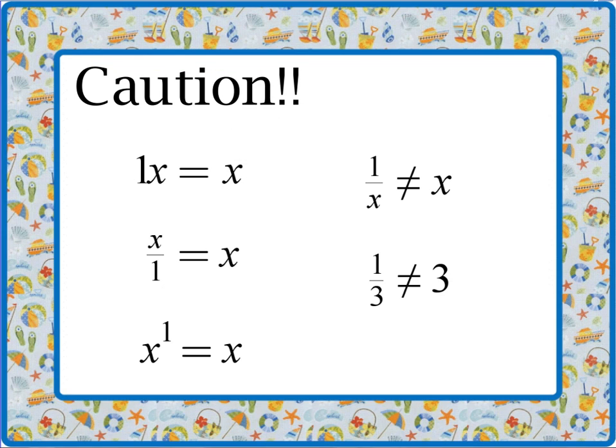Just a bit of caution, like I said before. 1x, make sure you simplify that to x. X over 1 simplifies to x, and x to the first power simplifies to x. Make sure that everything is good and simplified. But 1 over x cannot be simplified to x. Common rookie mistake. Just like 1/3 is not the same as 3.